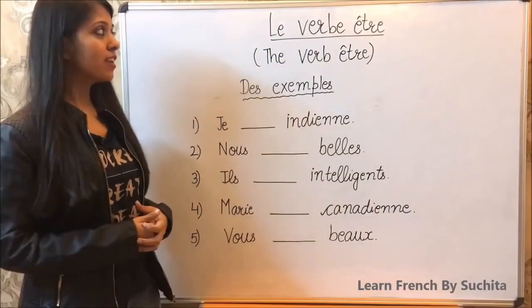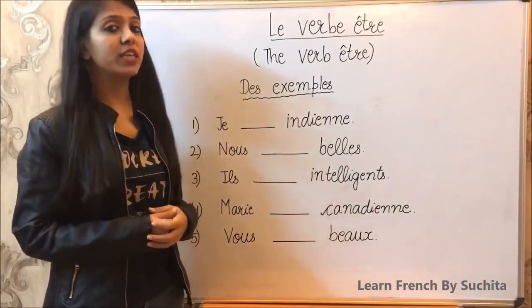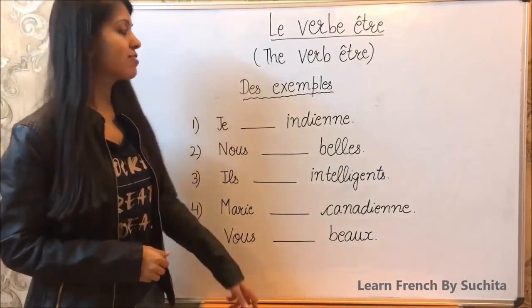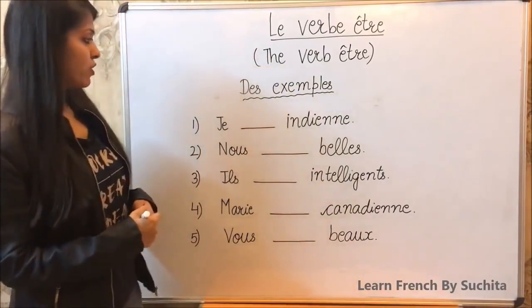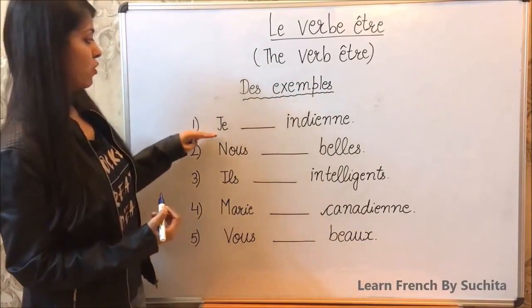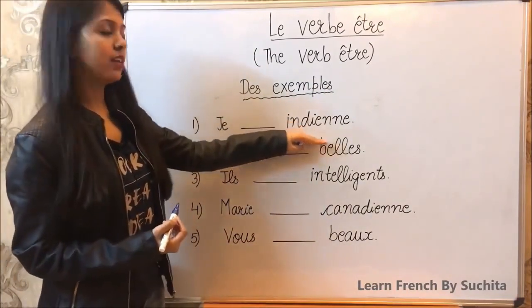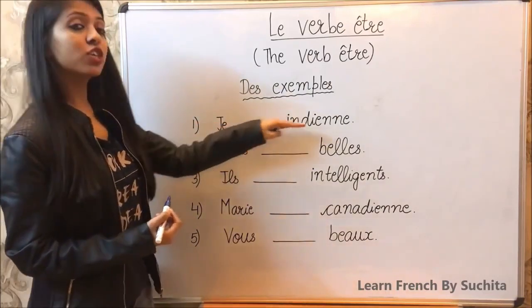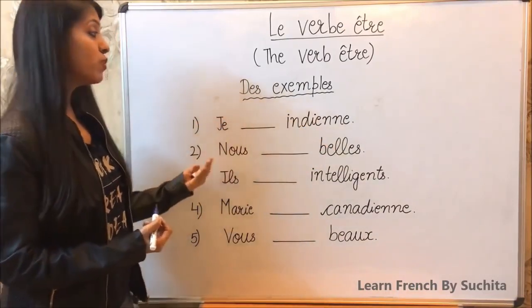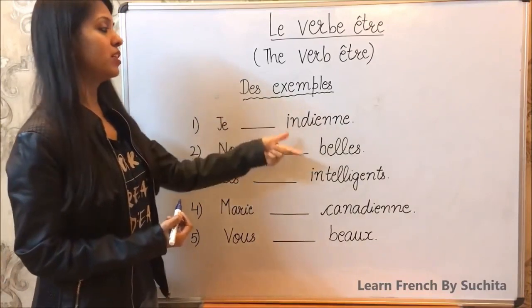Now, in order to understand this topic, le verbe être, in a more detailed way, we'll consider certain examples. Let's look at the first example. So, je dash Indian. I dash Indian. So, what am I going to fill in this? I am Indian. Très bien.